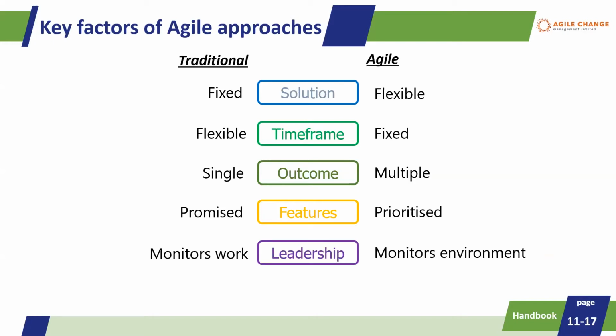Leadership is different. In the traditional approach, we have more hierarchical leadership, where you have a senior person who monitors how the work is getting on. They track the progress. Whereas in Agile, the leadership role is different. It's more about making sure the team itself can succeed, monitoring whether the environment is working, if there are any roadblocks to success, and if so, getting in there and helping to fix them.